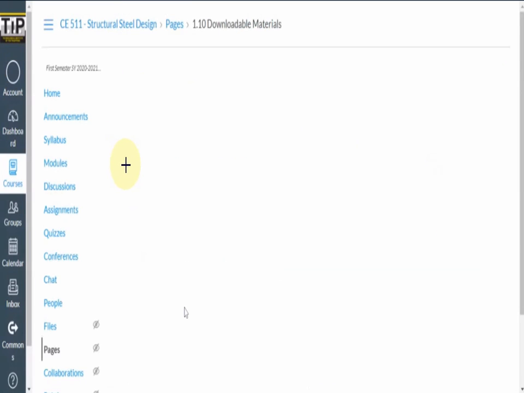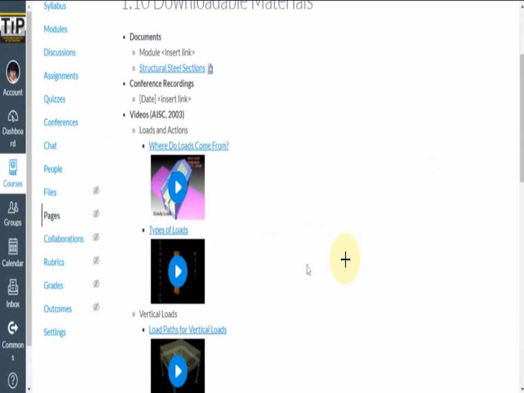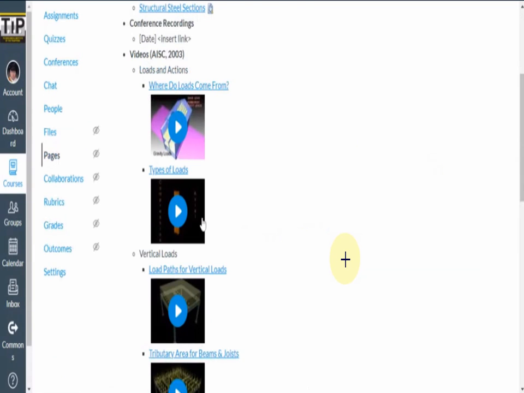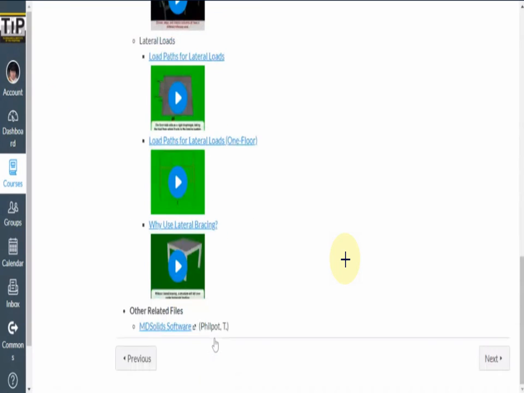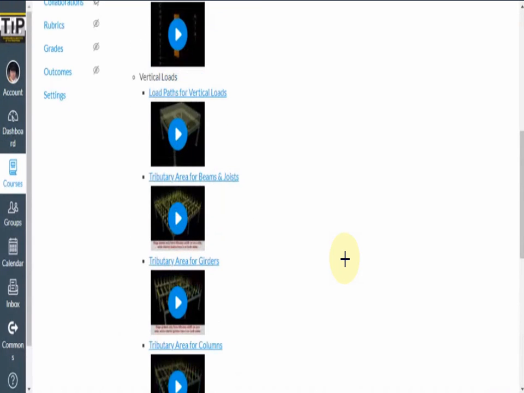So in 1.10 downloadable materials, here are the videos about the loads and actions. So let's just play this one by one. I just want to use a bit more time.